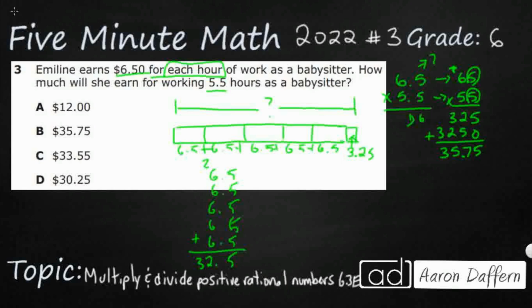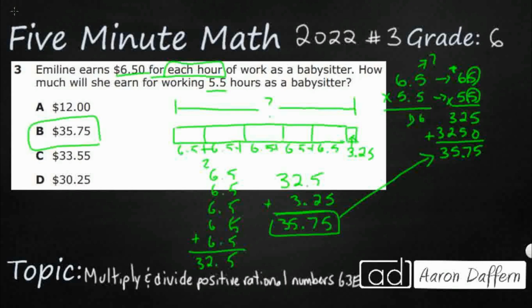So if I were to add 32.5 and 3.25, now I definitely do need to line up the decimals here. So you see we're going to get 35.75. So it doesn't really matter if you want to do the repeated addition. If you want to go ahead and multiply, that works. My answer here is going to be B.